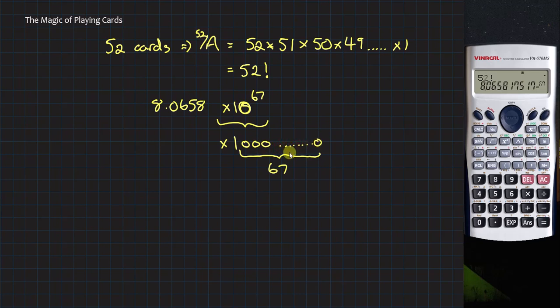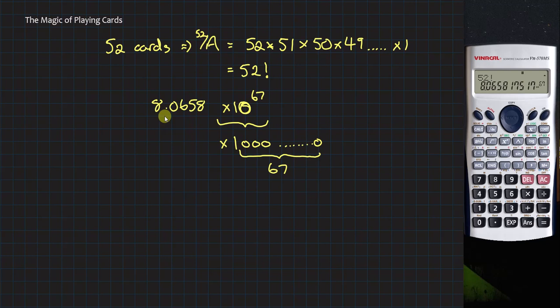We've got 67 zeros on the end. Now, it doesn't mean that it's 80658 and they're 67 zeros. It means this 8 has 67 places following it. So there are 68 digits in this number.